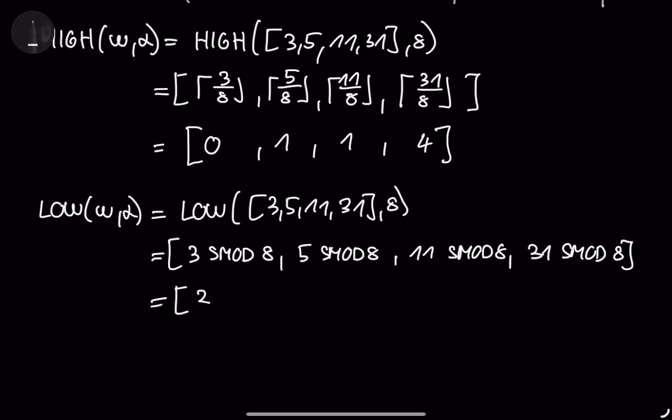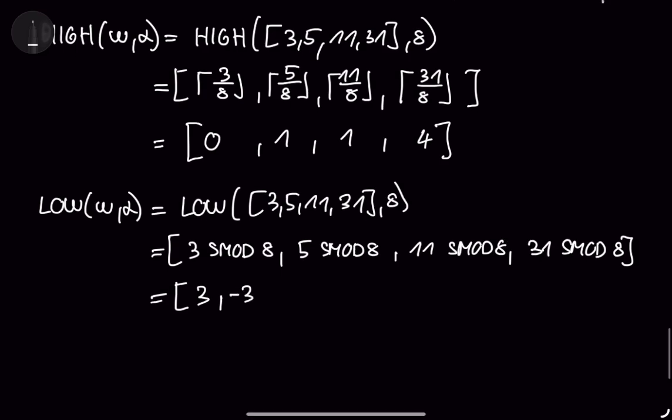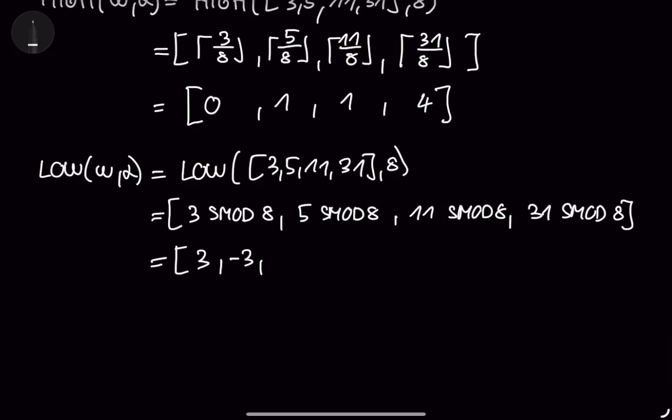Okay, that means 3 stays 3. 5 is bigger than 4, then we subtract 8, it's minus 3. 11, then minus 8 is 3. And then 31 S mod 8 gives finally minus 1.